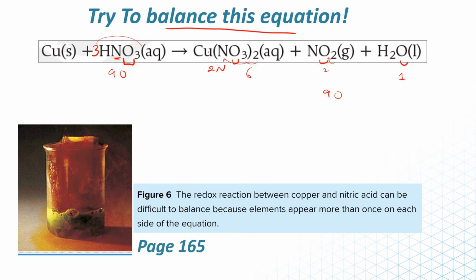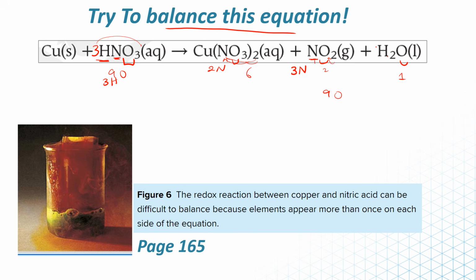So how can we balance that? Oh, we can do something. No, we have 2N in here, sorry, and we have another N here. So we have 3N, right? Now let's go to H. We have 3 H's here. Here we have only 2 H's, right?